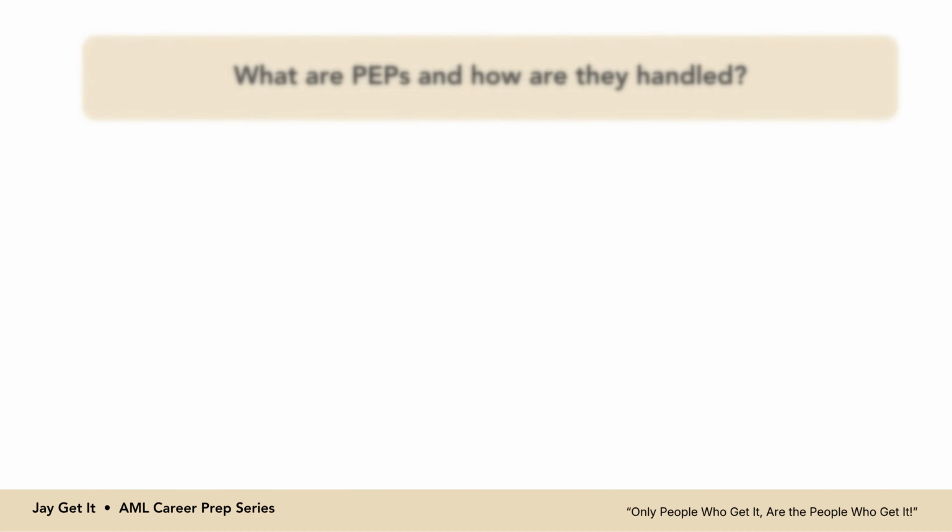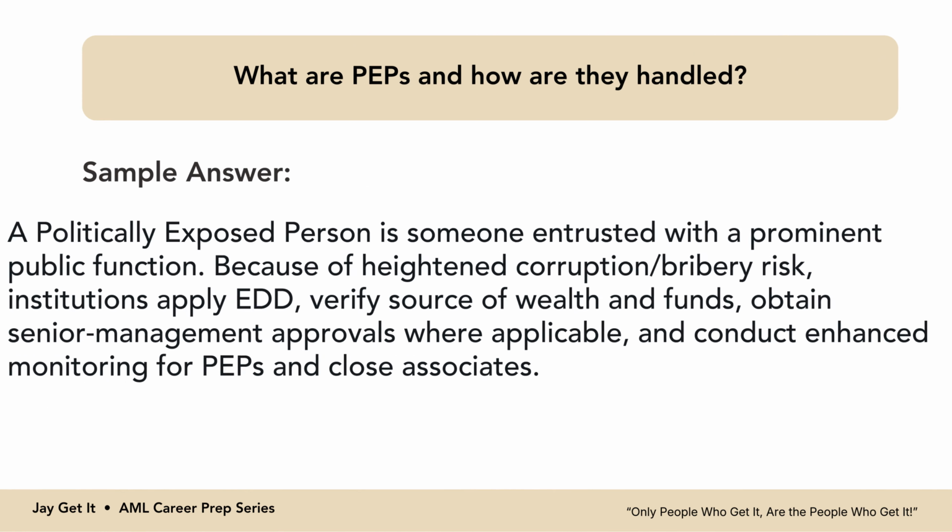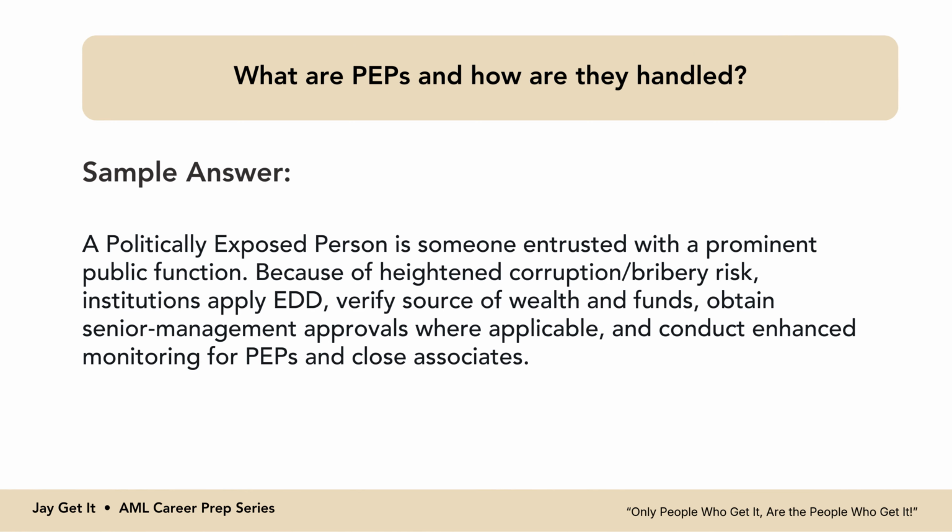Question number 15. What are PEPs and how are they handled? Sample answer. A politically exposed person is someone entrusted with a prominent public function, and thus at higher risk of corruption or abuse of office. PEPs require additional AML/CFT measures such as EDD, senior management approval where applicable, and enhanced monitoring.